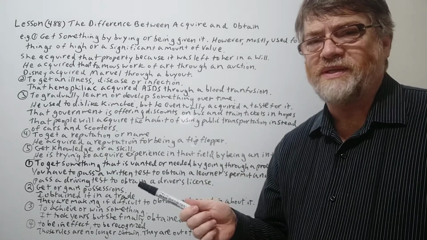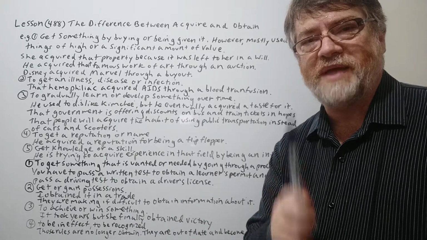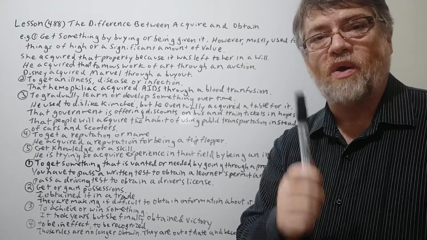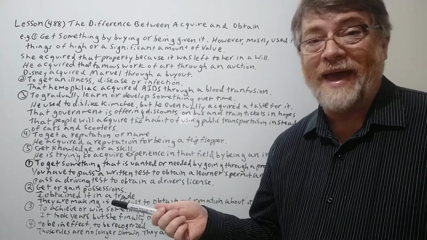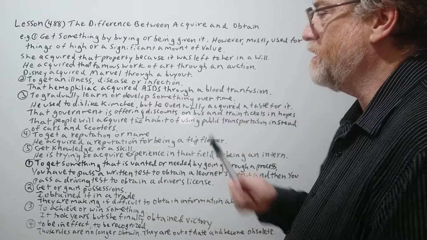This is one we definitely wouldn't say obtain. I obtained a disease. No, you definitely wouldn't use obtain with a disease. You would only use acquire. You could still use get, though. Somebody could get a disease. That's still possible. All right, let's continue.